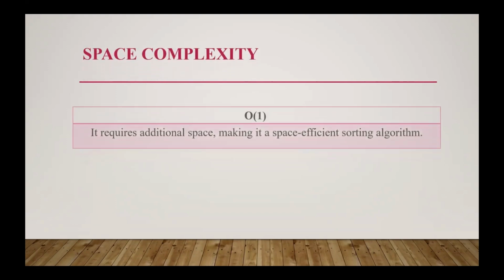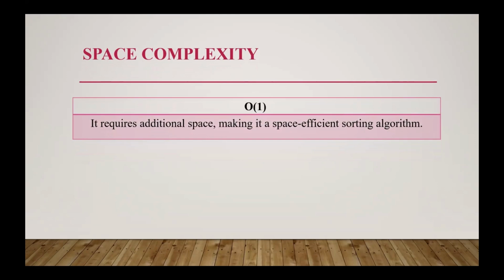Next is the space complexity. It requires no significant additional space, making it space efficient as a sorting algorithm. It only requires one constant amount of extra space. That's why the space complexity is order of one.